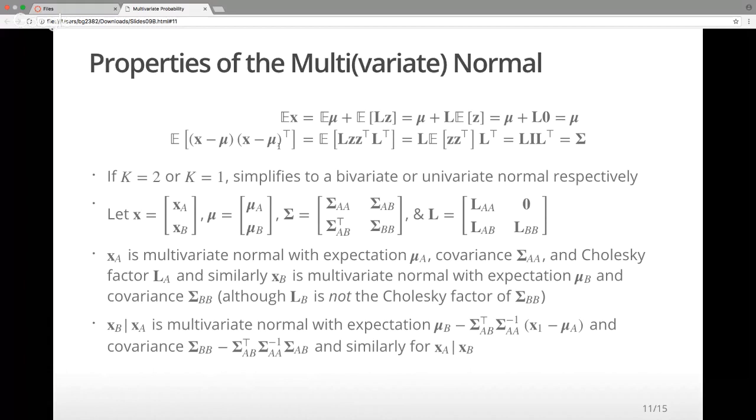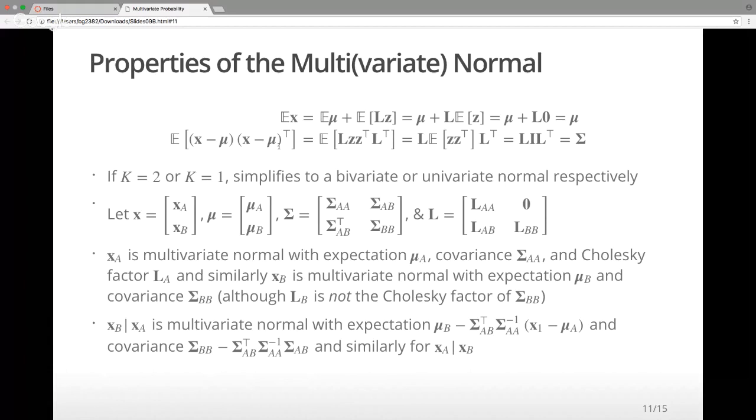So if we partition X and mu and sigma and L up in this way, it is relatively easy to show that X sub A, the first subvector of X here, is marginally multivariate normal itself with expectation mu A and variance covariance sigma AA. So the top left part of sigma is the variance covariance matrix of XA in isolation, and the Cholesky factor of sigma AA is just LAA.